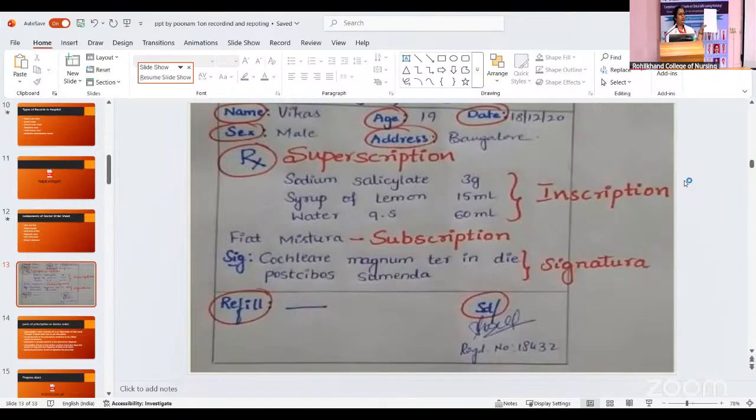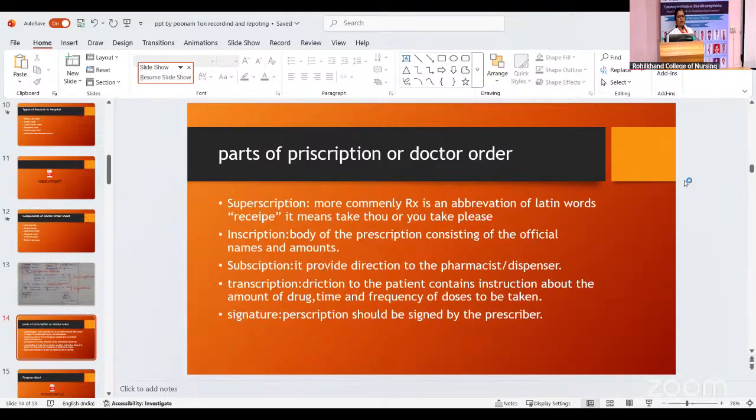You have seen in your sheet also, progress sheet is written here. On the side, abbreviation RX. It is known as superscription. Then the medication that is written is the inscription. Then any advice is the subscription. There is a signature, right? So what are the parts of the prescription?